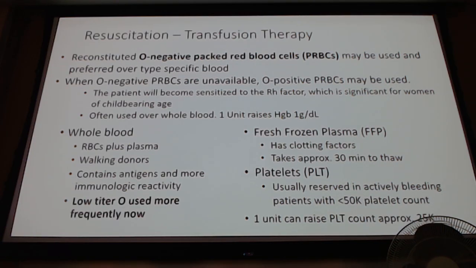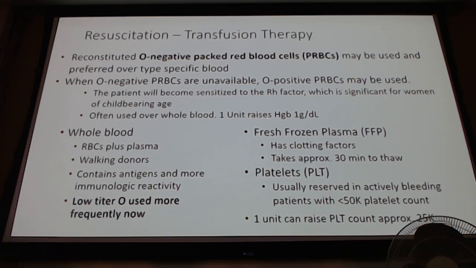O-negative packed red blood cells, when we're using component therapies, are really preferred over any other type of packed reds. Okay? If we have to give O positive, most likely save that for a male. Try not to give it to any childbearing female or females of childbearing age. Why?